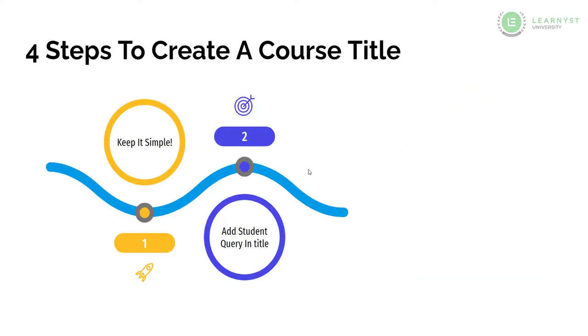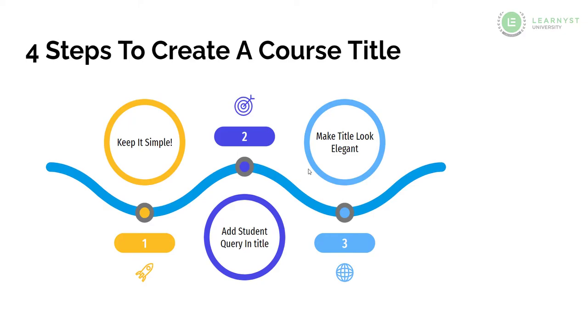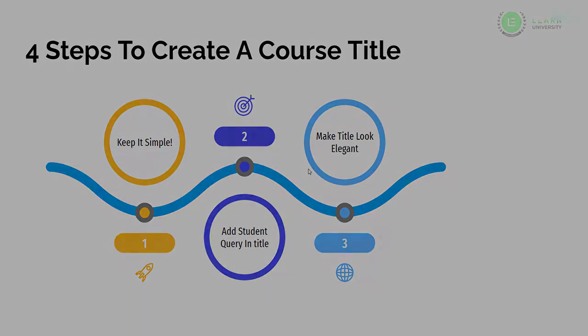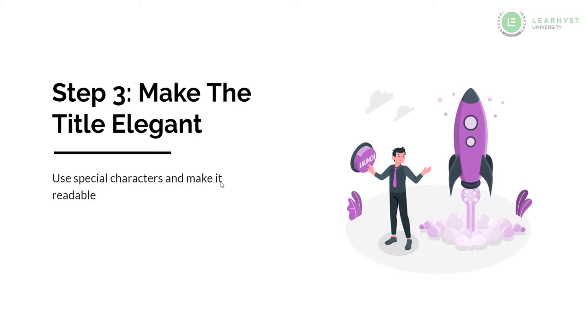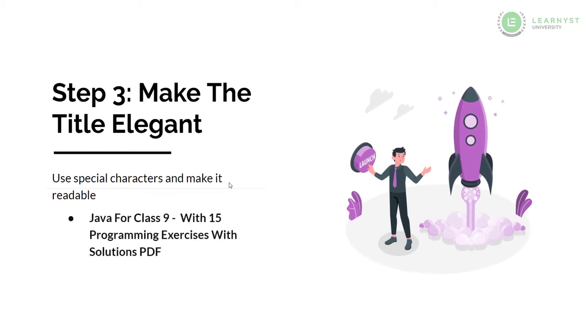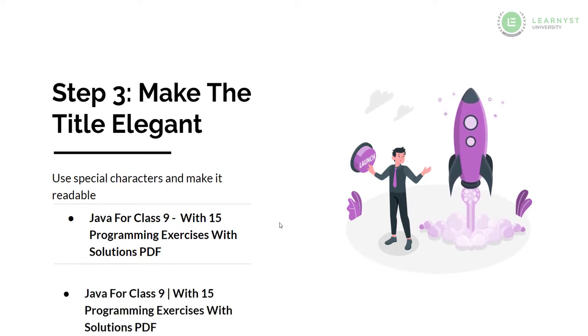The third step would be to make your title a little more elegant. So far, you identified your course title and added student words. Now, how can you make it more elegant? What do I mean by that? Well, what I mean is, use special characters and arrange the words so that it is more readable. For example, my title can be changed to Java for class 9 hyphen with 15 programming exercises with solution PDF, or even something like Java for class 9 pipe symbol with 15 programming exercises with solution PDF.